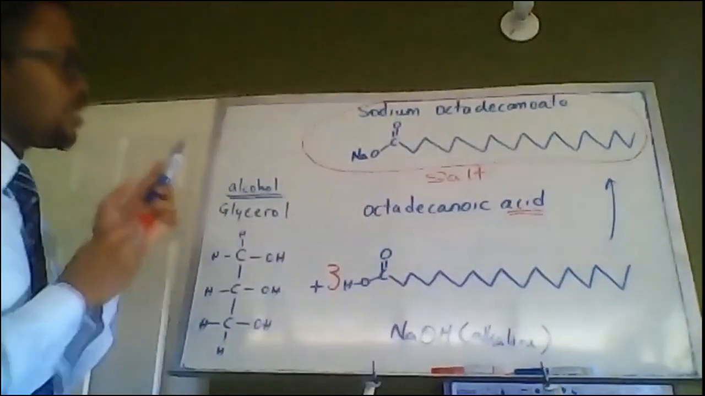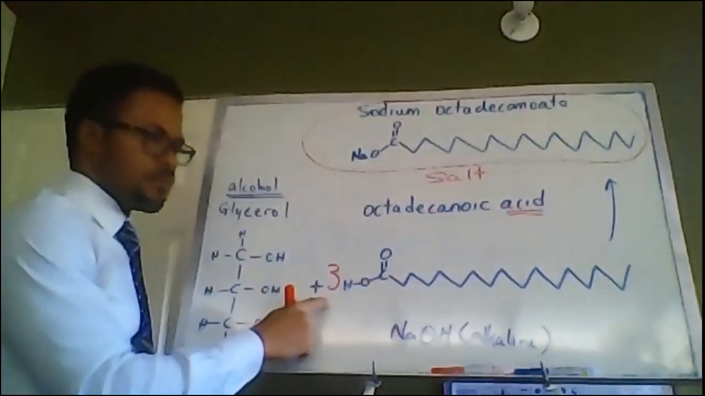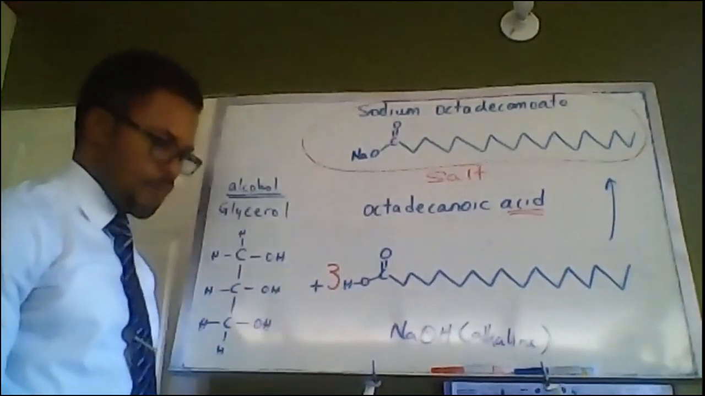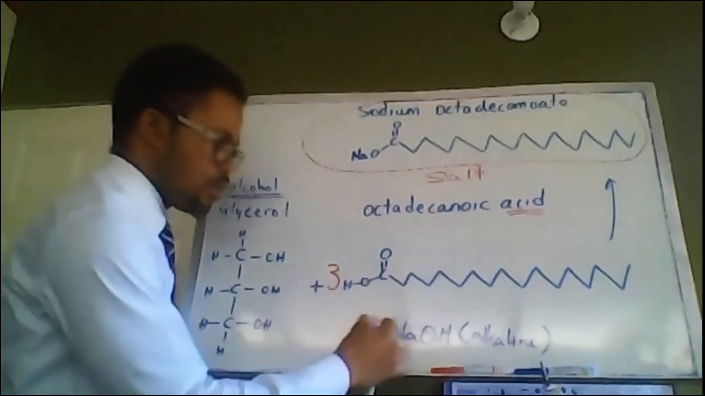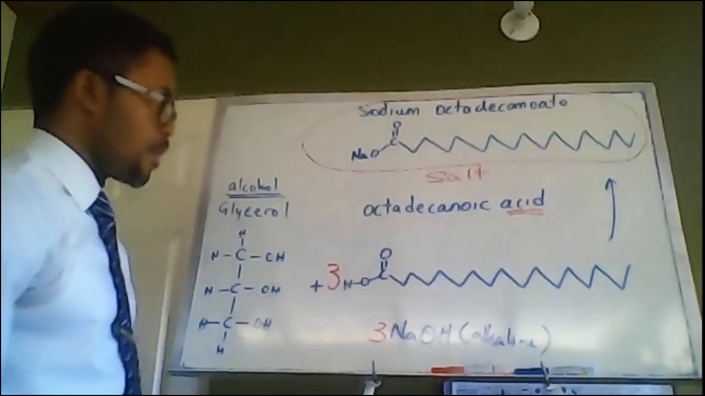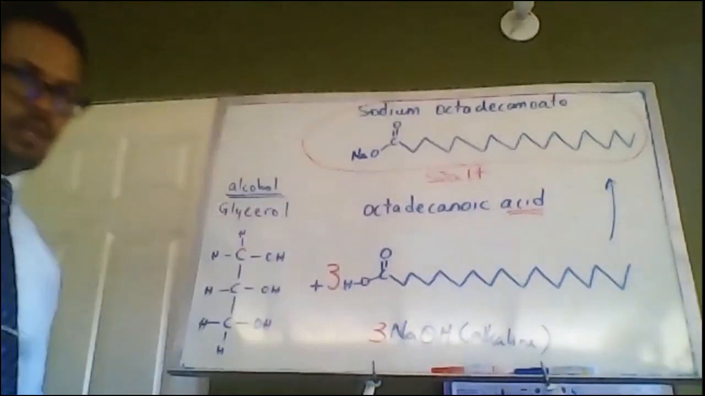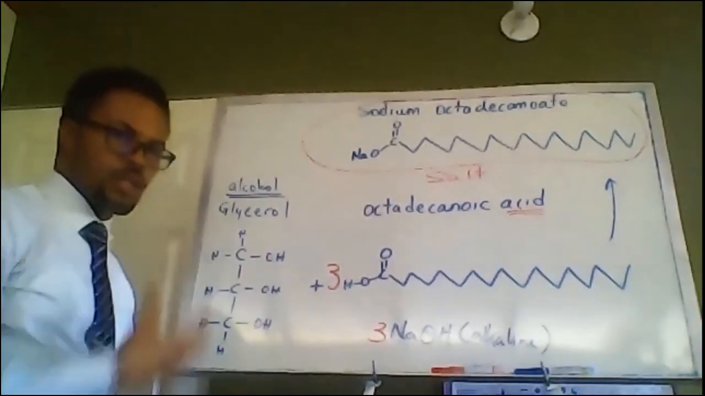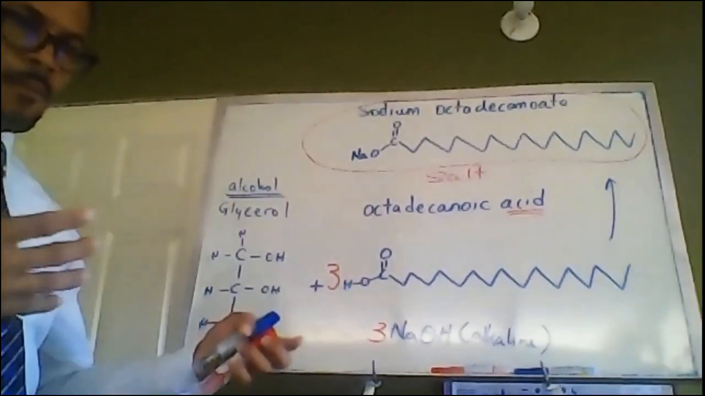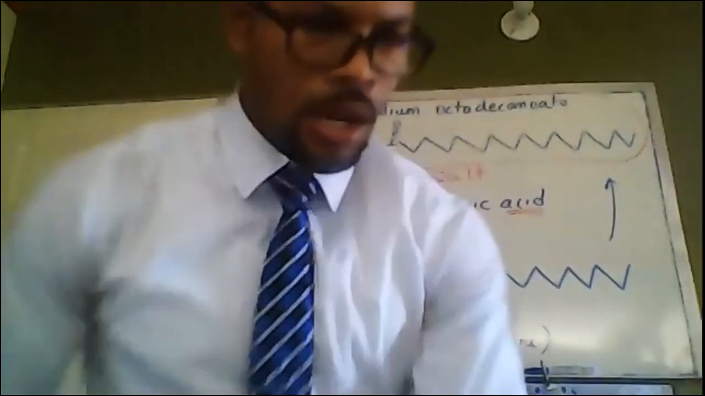And this is the soap. And imagine we have 3 of them. So the amount of sodium hydroxide we're going to need to react with all of them would be 3 times the amount. So we're going to form 3 moles of this particular salt, which is the soap that we want to make. All right.